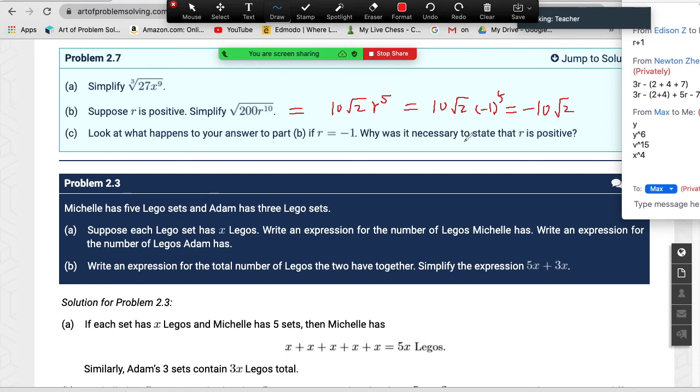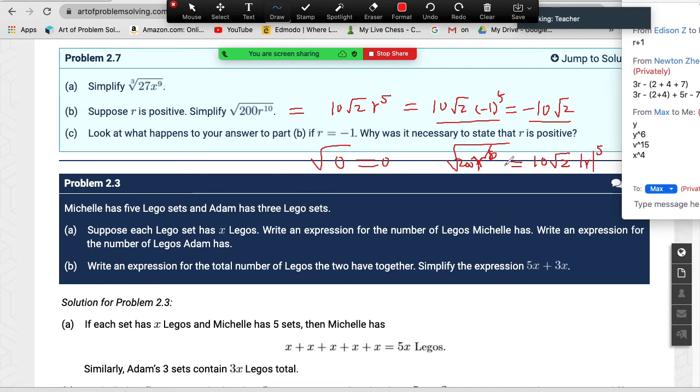So then they ask, what is necessary to state that r is positive? So if r equals -1, and you plug in here, you get a negative, right? But actually, the square root cannot be negative. The smallest value for a square root is 0. If it's 0, the square root gives 0. Then for any other numbers, here r power 10, 200 times this, the correct answer should not be -1. It should be 10 root 2 times the absolute value of r power 5.